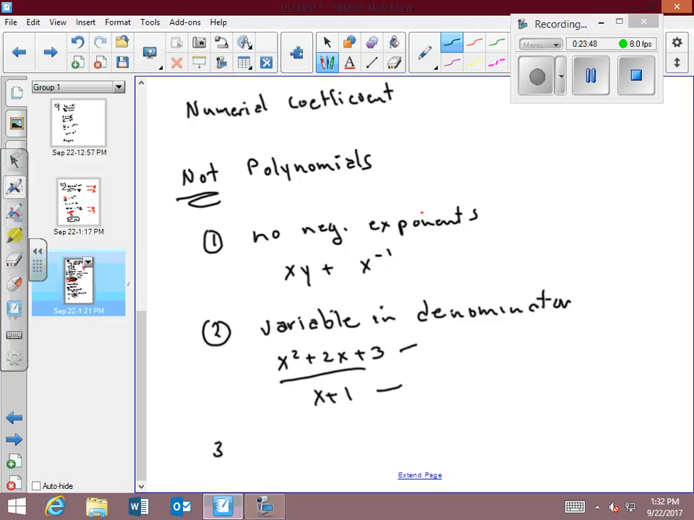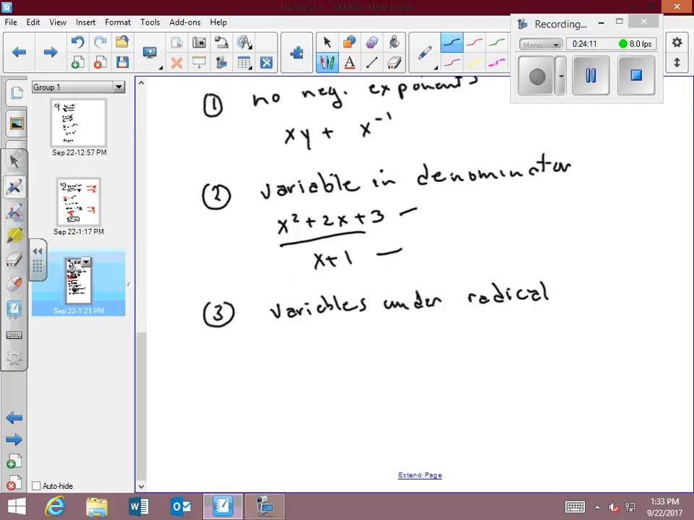And the third thing that makes it not a polynomial is if you have a variable under a radical. That can't be. So if you had something like x squared plus 2x plus the square root of x, it's not a polynomial. Anytime the variable appears under a radical, it's not a polynomial.